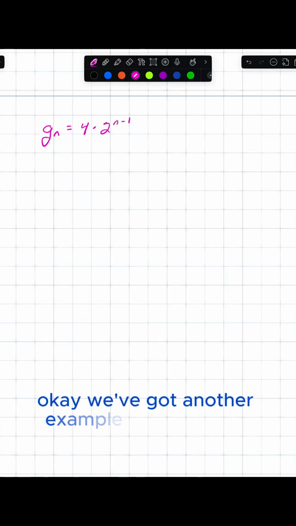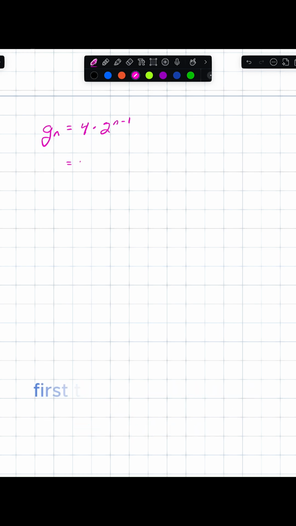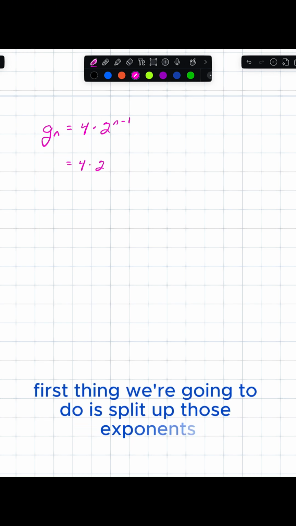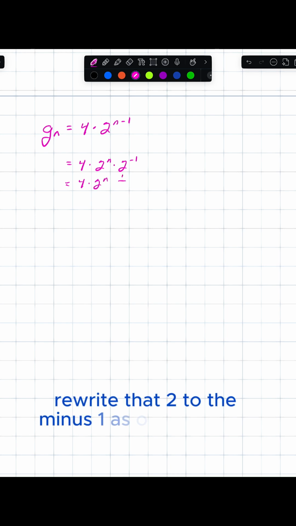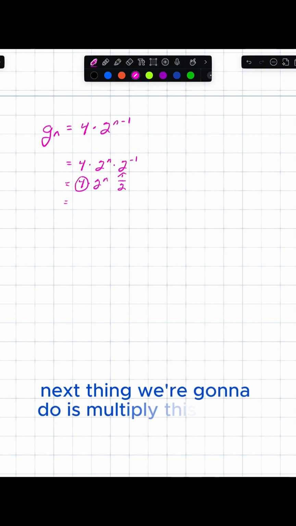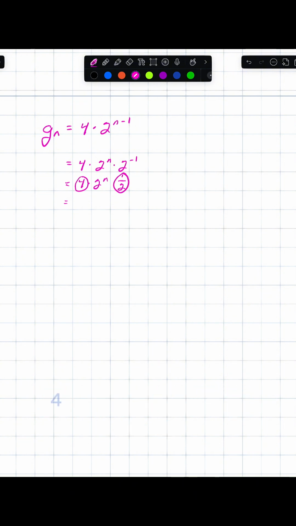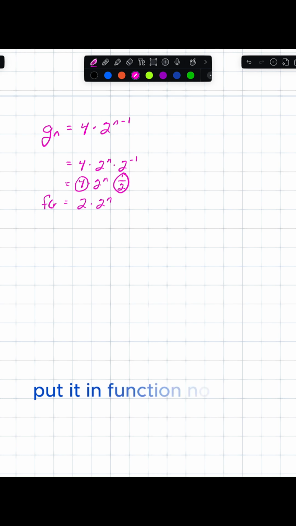Okay, we've got another example problem here. So let's just walk through this a little bit more quickly this time. First thing we're going to do is split up those exponents in 2 to the n and 2 to the minus 1. Next thing we're going to do is rewrite that 2 to the minus 1 as 1 over 2. Next thing we're going to do is multiply this 4 and this 1/2. 4 times 1/2 is 2. We bring down our 2 to the n, put it in function notation, and that is literally all there is to it.